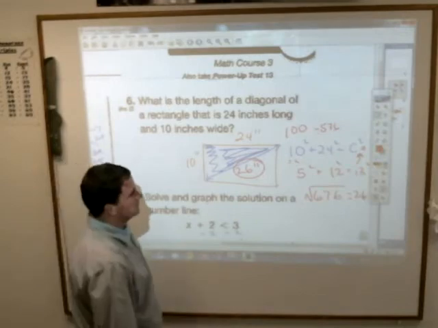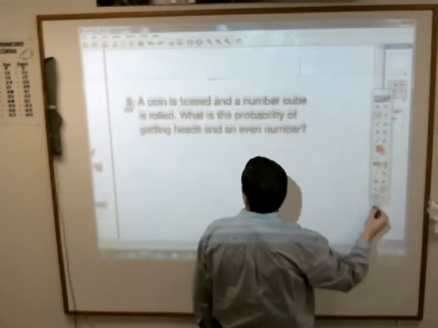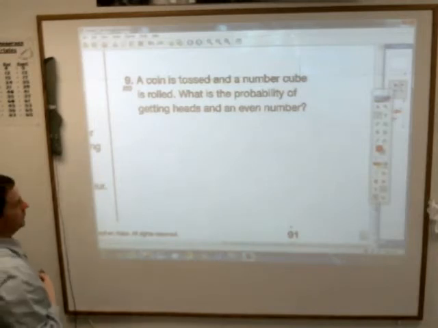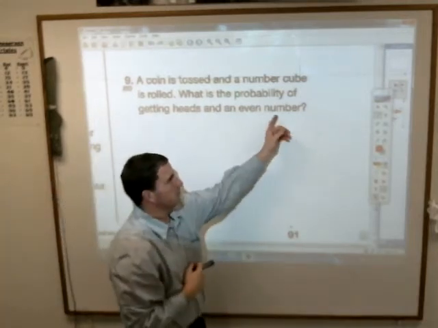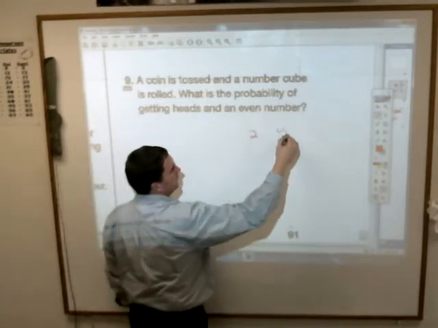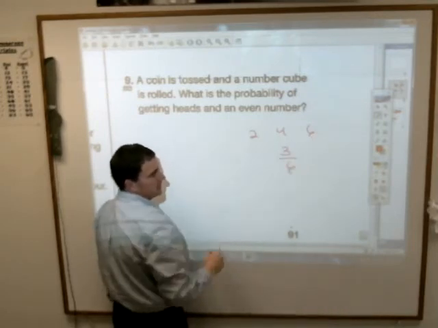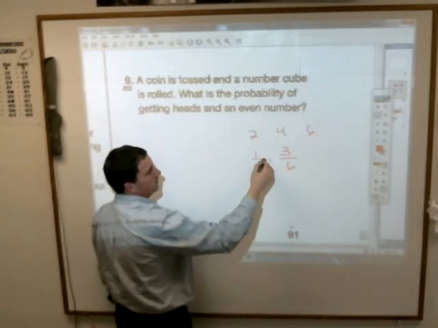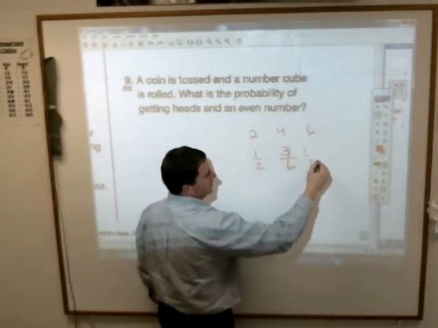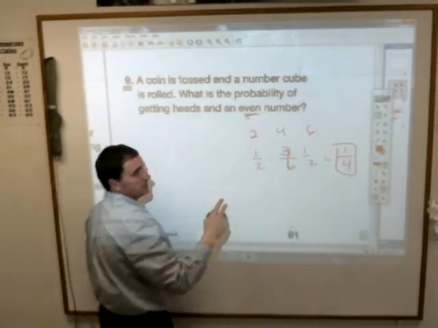Jack. For number 9, can you explain to me how you got 1/4? Because I multiplied 1/6 by 1/2 together and got 1/2. Isn't that how we do it? It would be if it asked you for a certain number on that number cube, but it said an even number. So on your number cube, an even number is a 2, a 4, or a 6. So you have 3 out of the 6 sides, and 1 out of the 2 for the coin. So when you multiply that together, it's 1/2 times 1/2, which is where the 1/4 comes from. Okay, it was an even number, not just a single number.